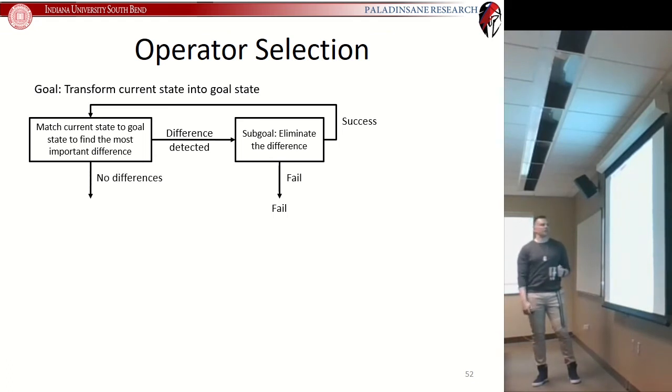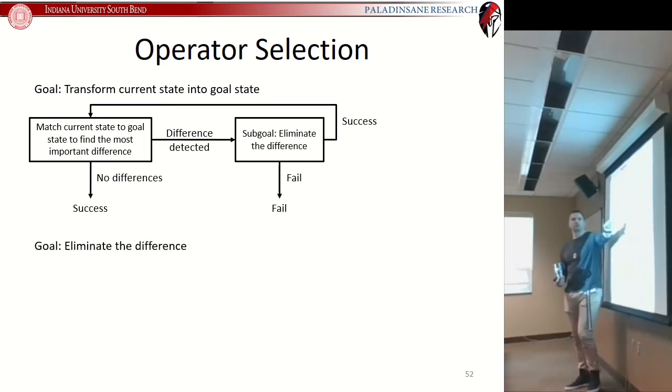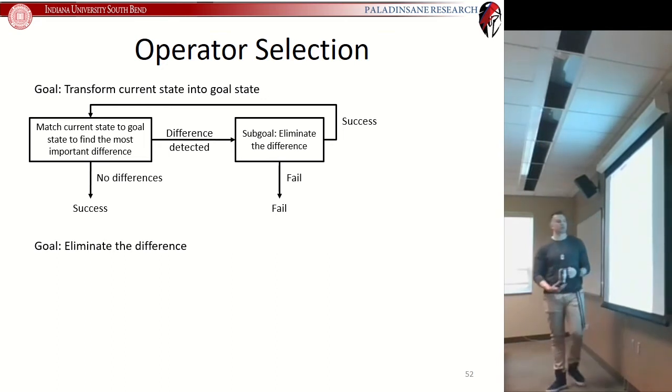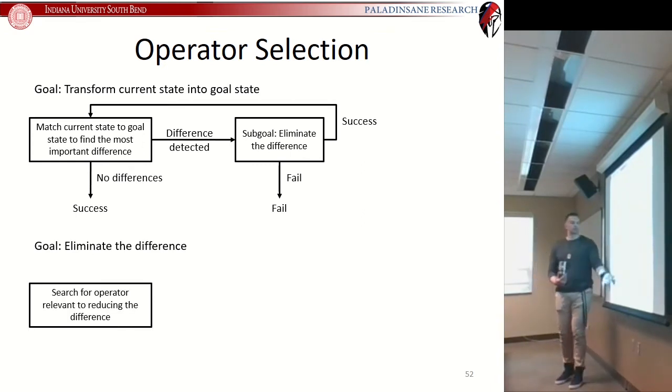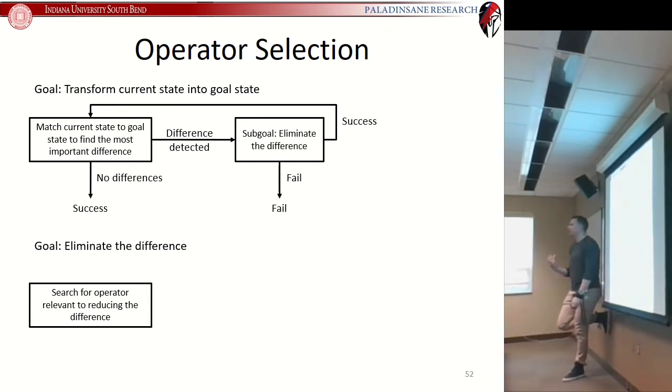However, if you have no differences, then you have success. But when you have this sub-goal, eliminate the difference, what is it that we do in this procedure here? What is it that we do in that little box there? For eliminate the difference, what we do is we search for an operator that's relevant to reduce the difference. We literally search for a legal move, a thing that we can do in order to reduce that difference, in order to eliminate the difference between where we are and where we want to be.